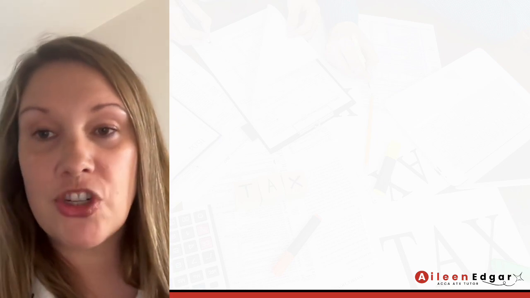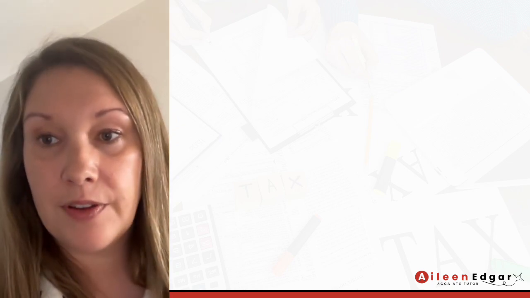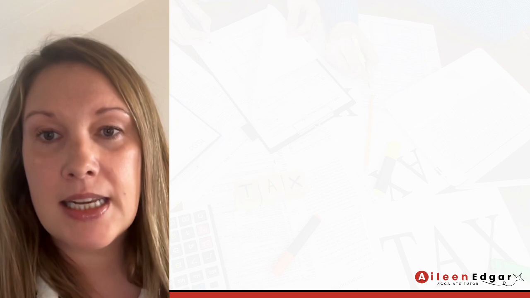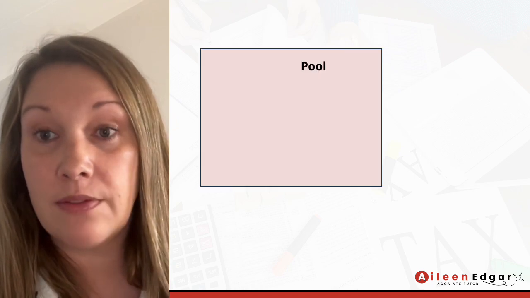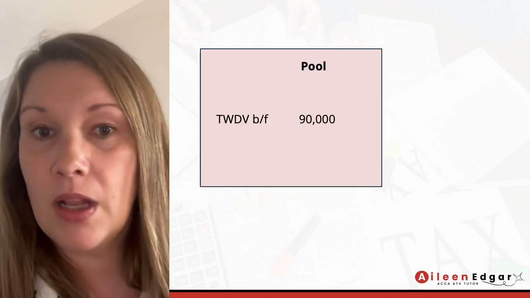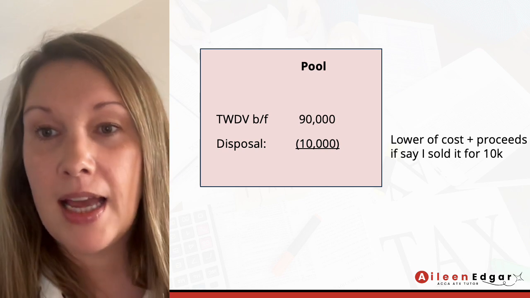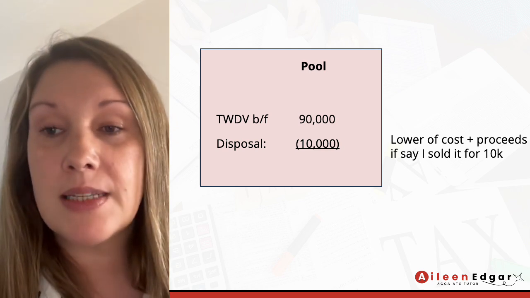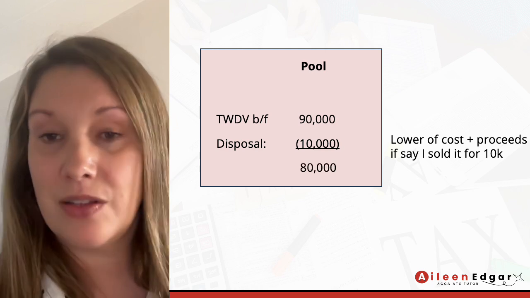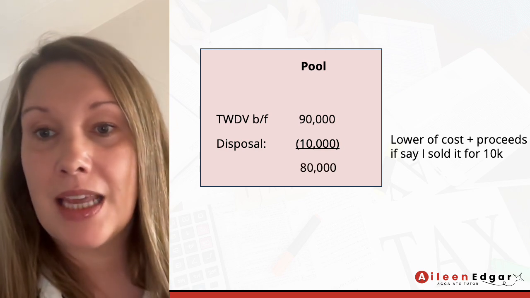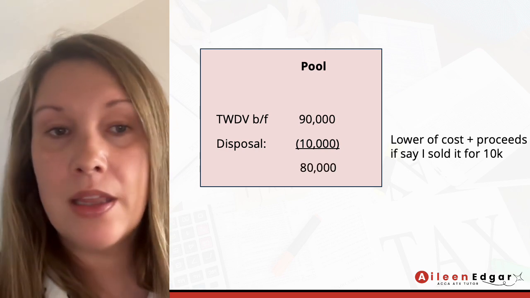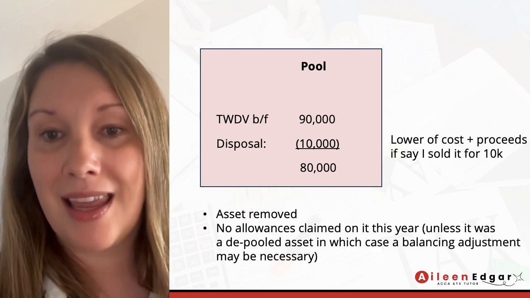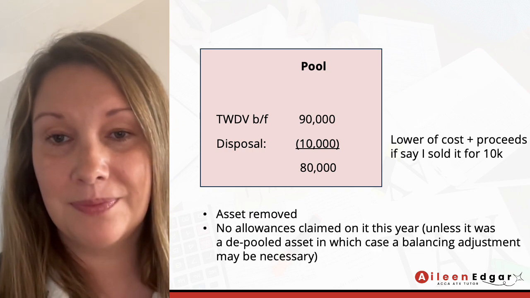So if we go back to my machine, I bought it for £15,000, remember, and see now that I actually sold it for £10,000. Well, I've made a loss, haven't I? I still take it out of my capital allowances computation at the lower of cost and proceeds. So that would now be £10,000. And if it's an asset that was sitting in a pool, then we wouldn't have to be doing anything else with that.